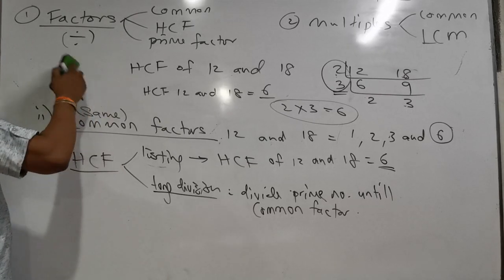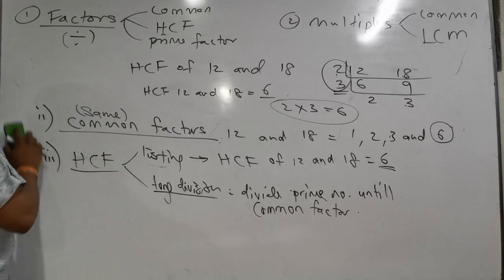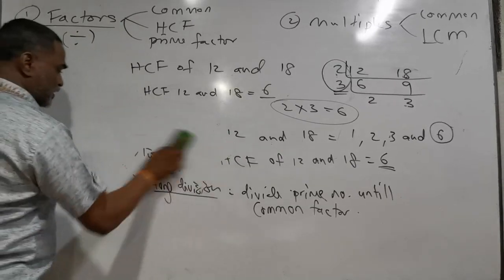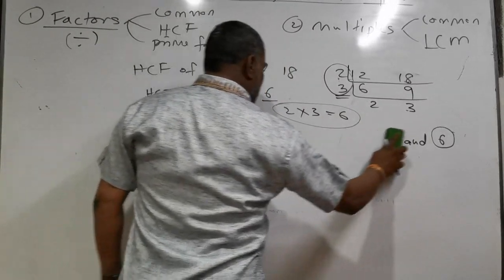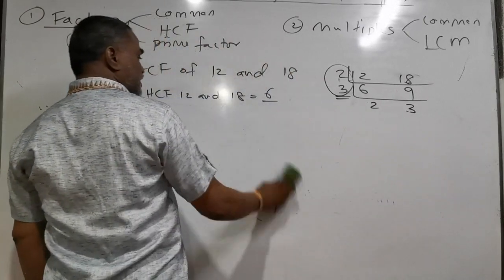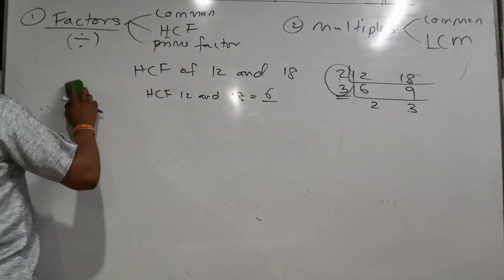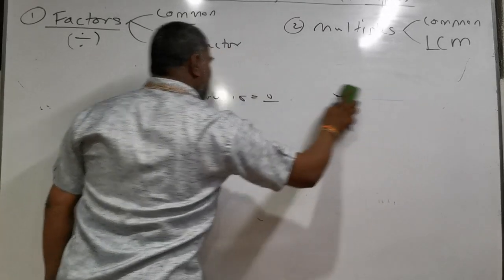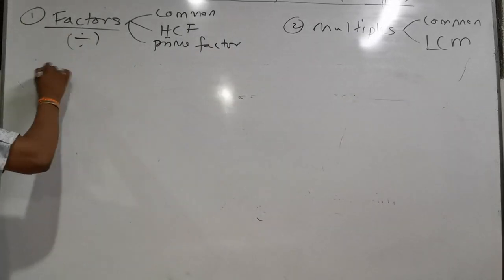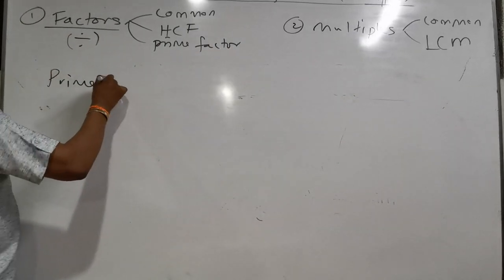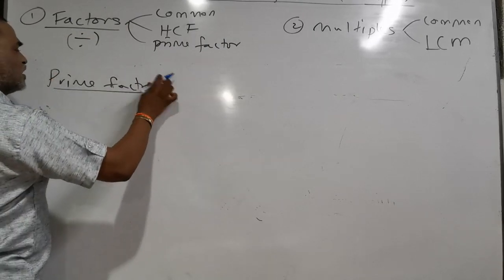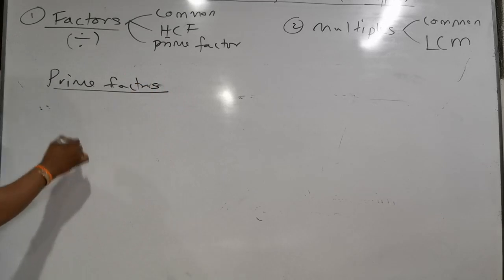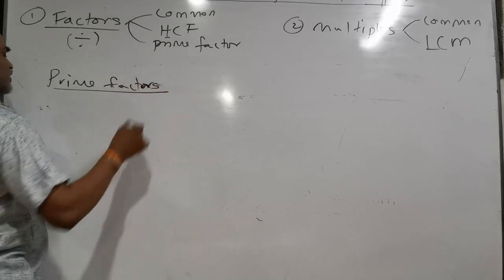Alright. So third one, prime factors. I think everybody understands what factors mean. Factors mean divide. So common factor means which is the same. Highest common factor means among the same, which is highest. They call it highest common factor. Finally, for factors is prime factors. Okay, prime factors. What's the meaning of prime factors? Among the factors, which is a prime number. Among the factors which are prime numbers.